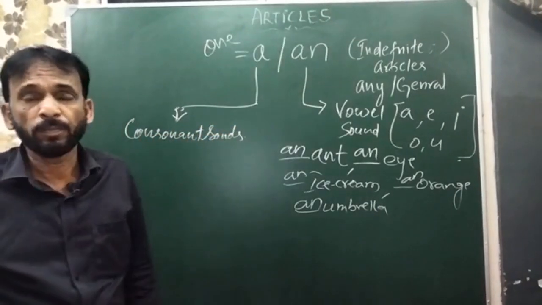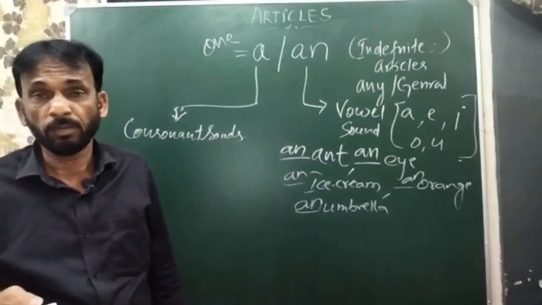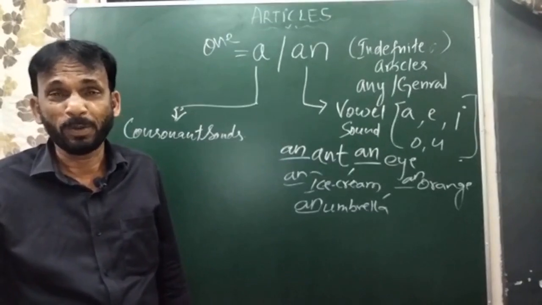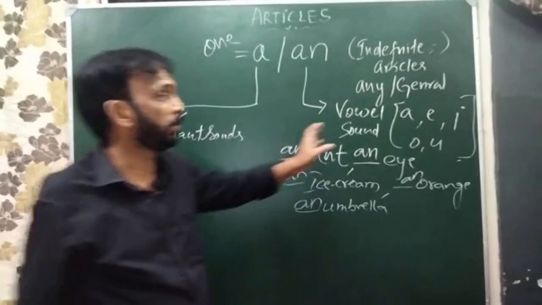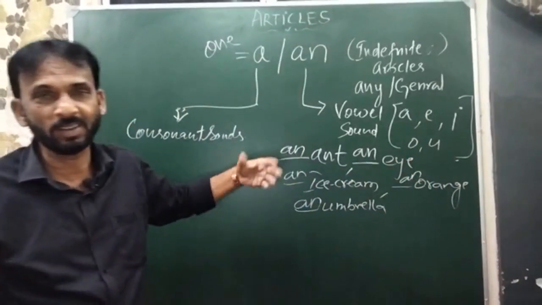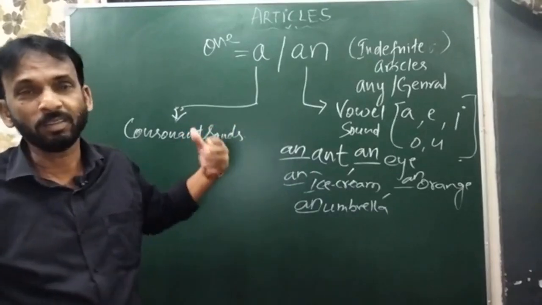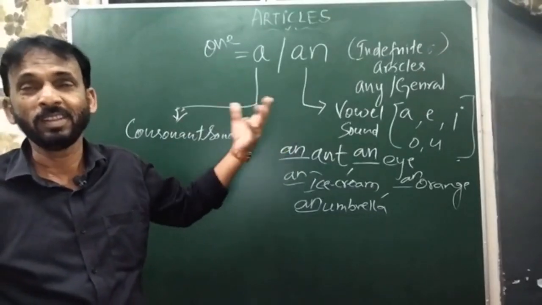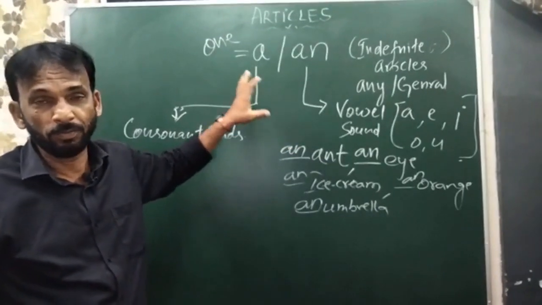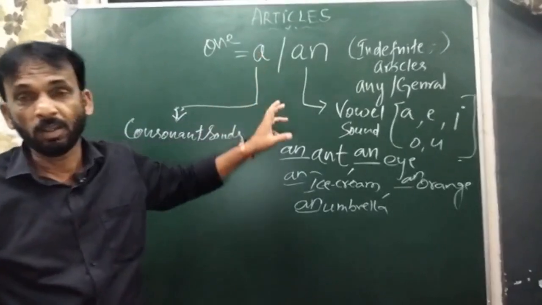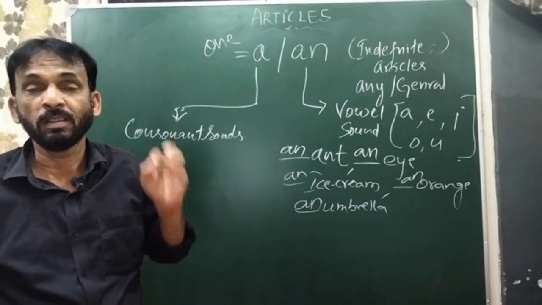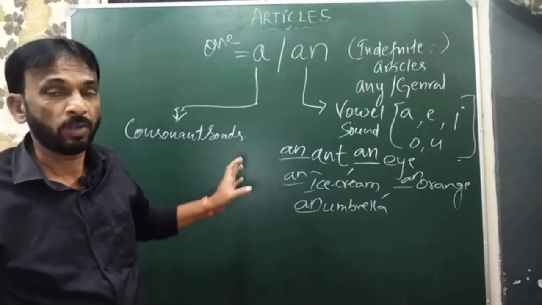What are consonants? There are 24 or 27 alphabets, A to Z. If you delete the 5 vowels, A, E, I, O, U, the rest are consonants, like B, G, Z, Y, everything. And we use the article a with nouns whose first letter starts with consonants.